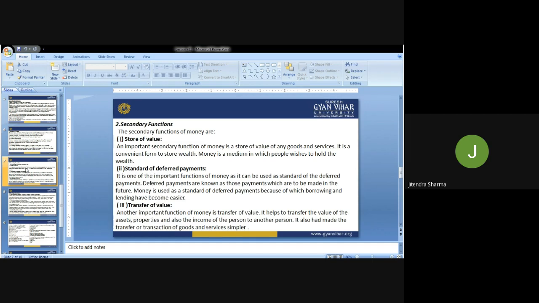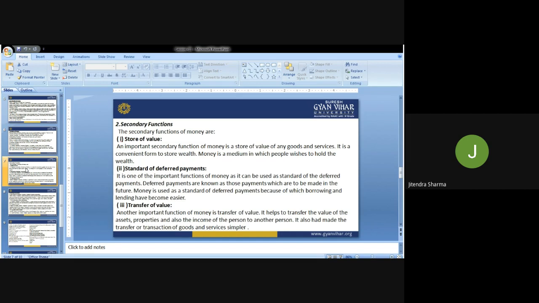Because the entire banking system, the borrowing and lending system, can be easily facilitated by money. Next, transfer of value. We can transfer value. Whatever service or goods we obtain, against that we easily transfer money. The value which we have received via any service or product, we transfer in the form of money. So it is very easy to transfer value through money.